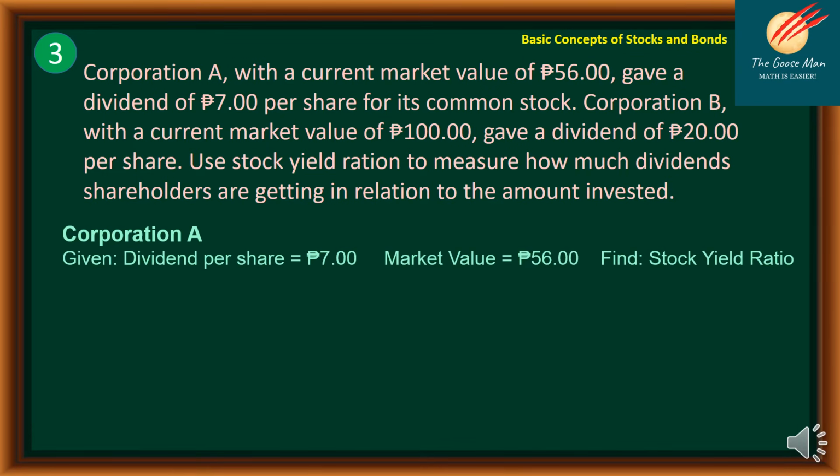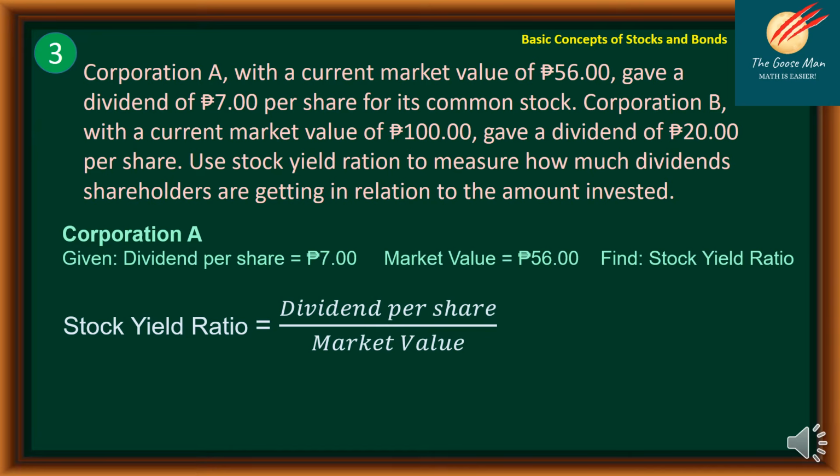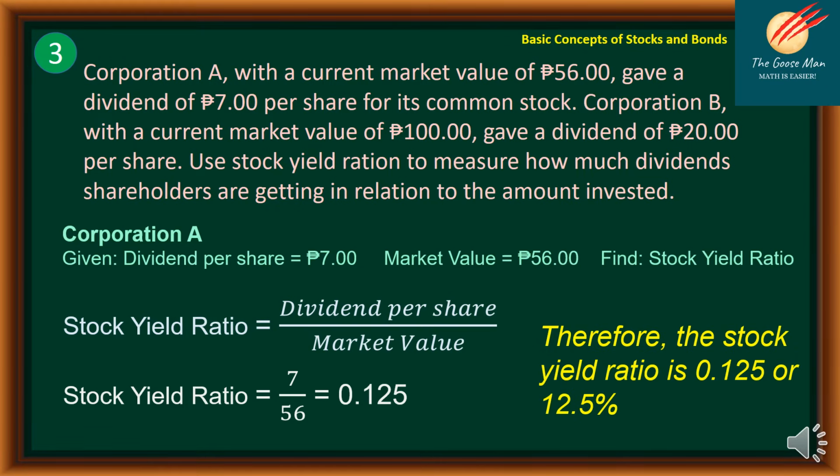So let's have Corporation A. So the given are dividend per share is 7 pesos, while the market value is 56 pesos. And we want to find out the stock yield ratio. So again, stock yield ratio is equal to dividend per share all over market value. So stock yield is 7 over 56, which is equal to 0.125. So therefore, we can say that the stock yield ratio is 0.125 or 12.5%.